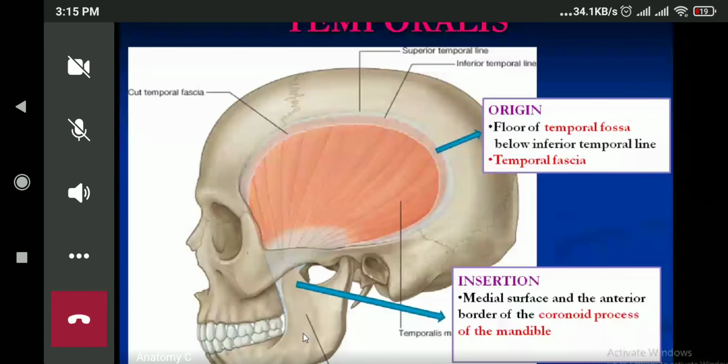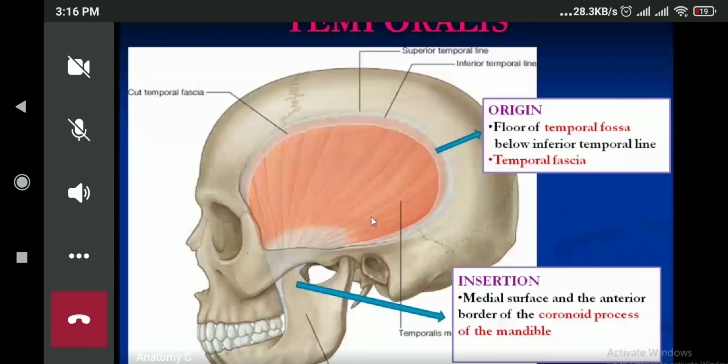See the direction of the fibers. Does it bring the mandible forward, or does it take the mandible backward? Which way does it pull? Not forward. That's why I'm saying, see the insertion, this is the insertion and this one is the origin. Now this fiber, the posterior fiber of the temporalis muscle, this is the fiber.